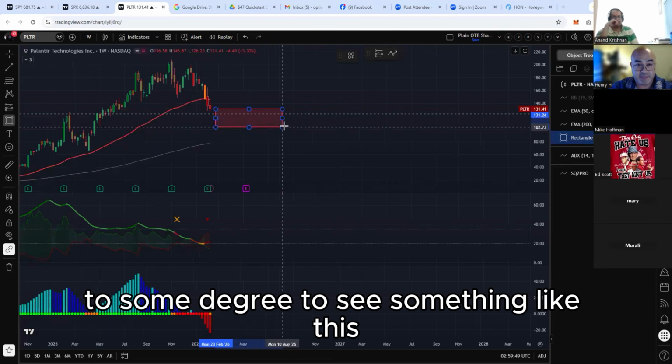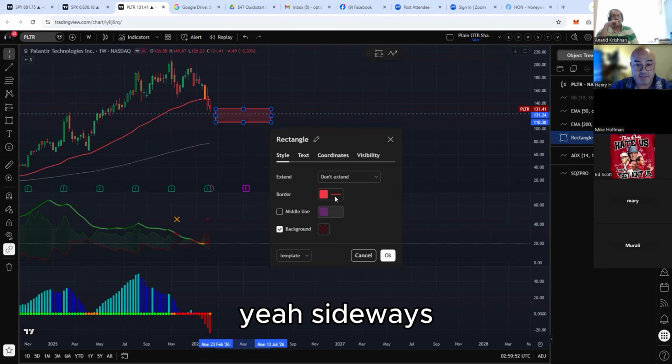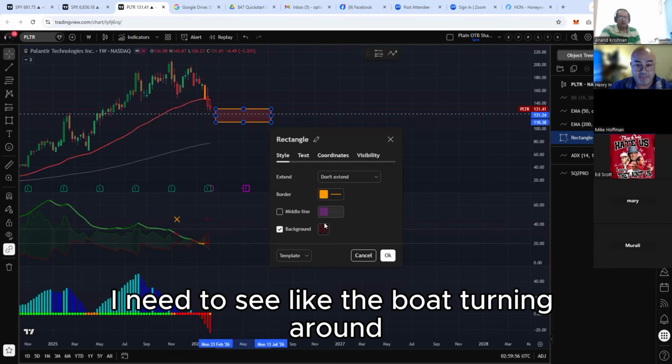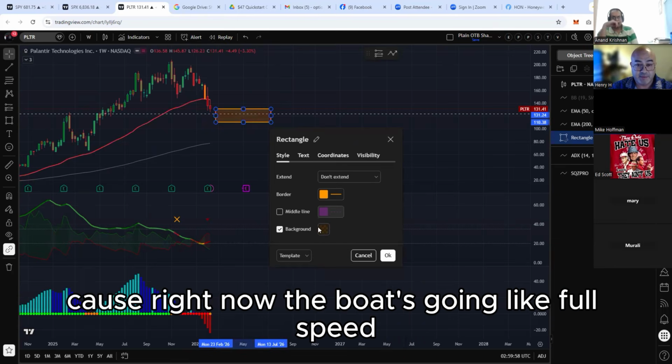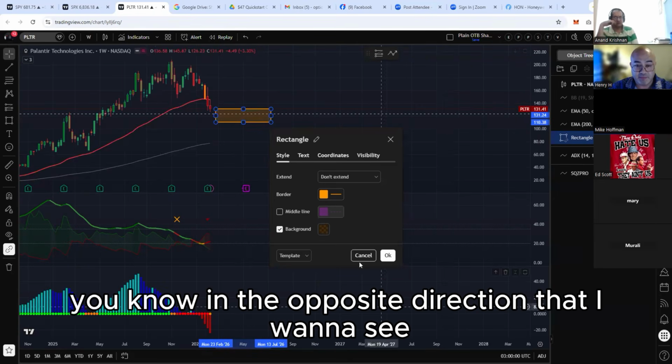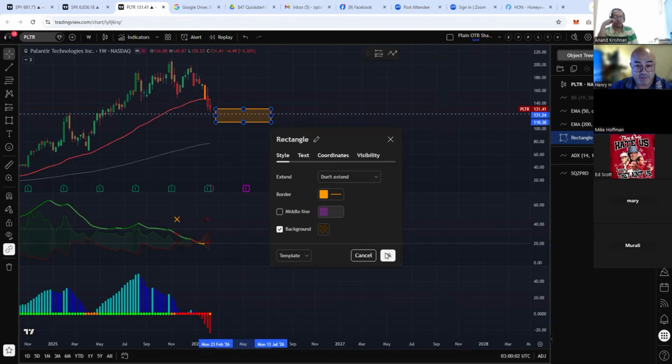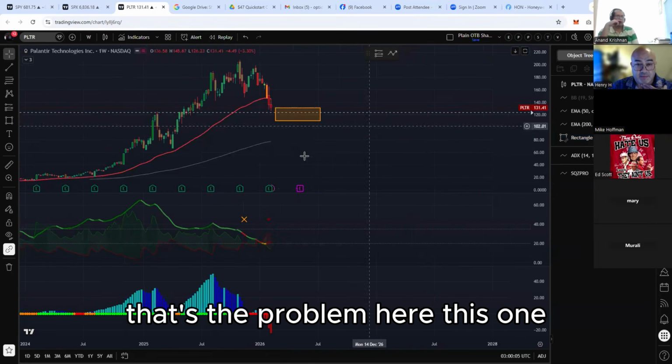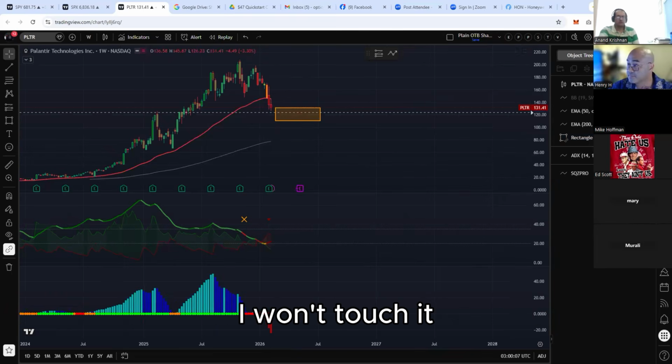I need to see something like this, sideways, kind of marking the bottom. I need to see the boat turning around, because right now the boat's going full speed in the opposite direction that I want to see. That's the problem here. This one I won't touch.